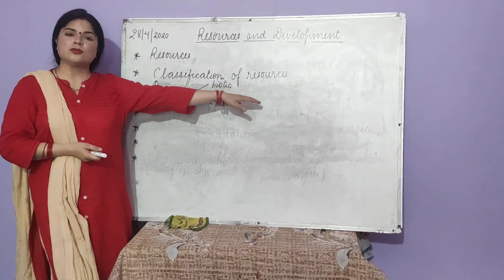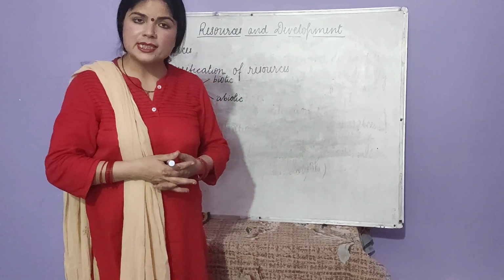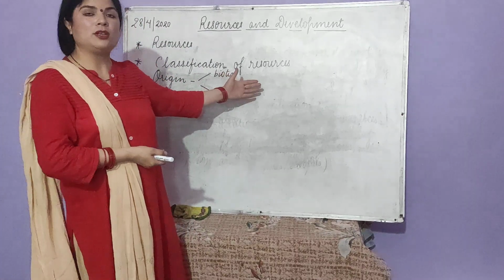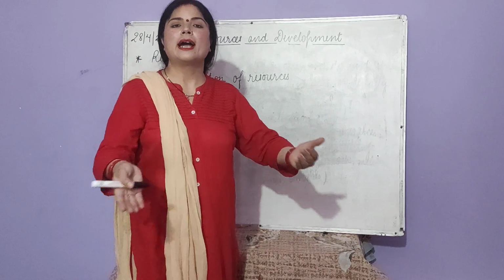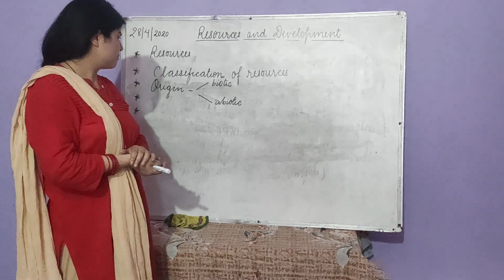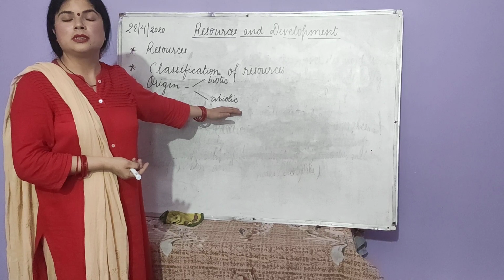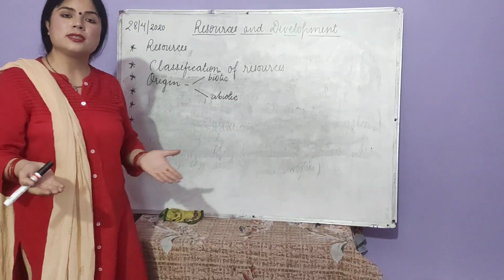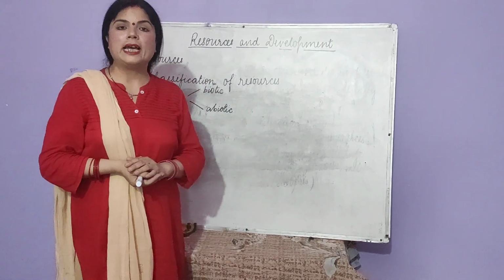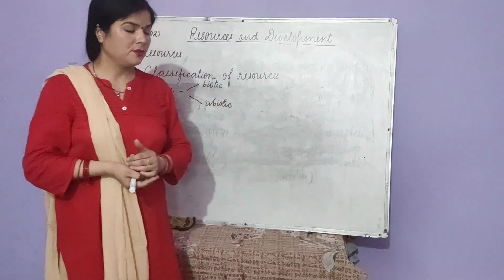Biotic resources are those resources which belong to the biosphere, means which have life. And examples for biotic resources are human beings, animals, plants, forests and so many other things. And just opposite of that we have abiotic resources. Abiotic resources are those resources which do not have life. These are non-living things like minerals, metals, rocks, so many other things.